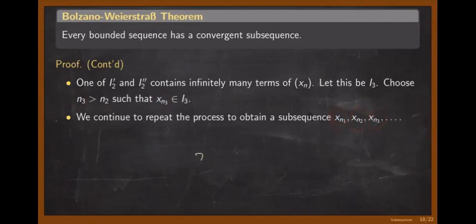Now, the rule is that xnk is in I sub k, right? Observe that I1 contains I2. In fact, you just keep dividing, right, to get the next interval.